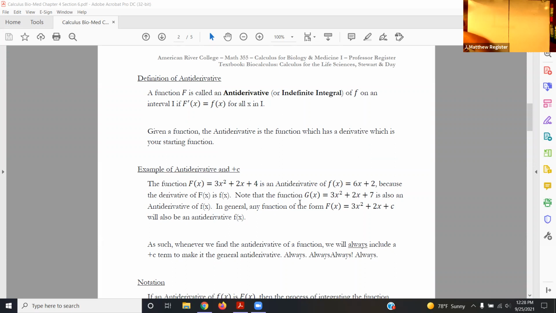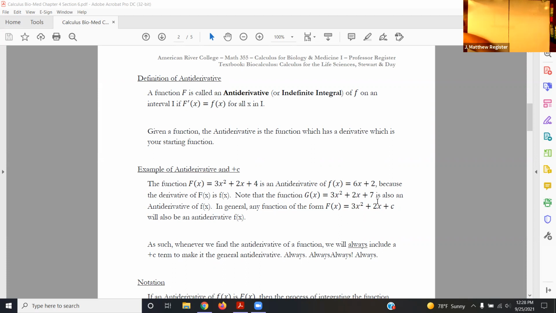One thing to note, though, is that this is not the only antiderivative. If we were to use this function, g of x, which is 3x squared plus 2x plus 7, this is also an antiderivative, because if we took the derivative of it, we would get 6x plus 2. In general, any function of the form big F of x equals 3x squared plus 2x plus c will also be an antiderivative.